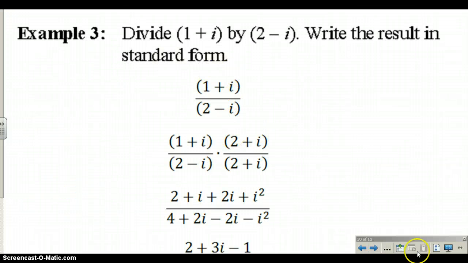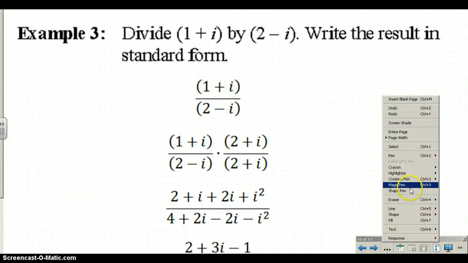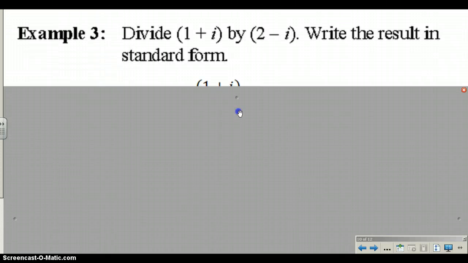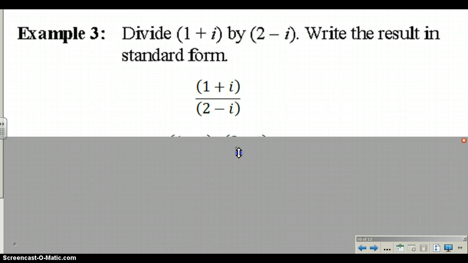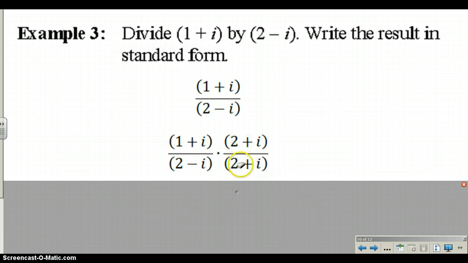Sorry, I forgot to shade this. If we take a look at the example here, we are dividing these two binomials. The first part is to figure out what our conjugate is going to be. So we're taking our denominator, and our conjugate is just going to be the opposite sign here. So it's 2 minus i, so our conjugate is going to be 2 plus i. So we're going to multiply both the numerator and the denominator by that 2 plus i.